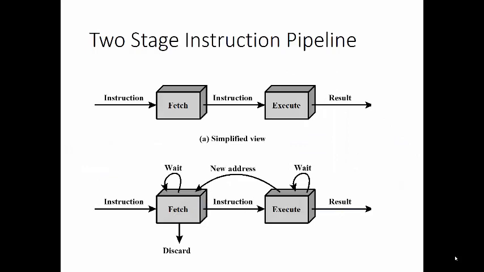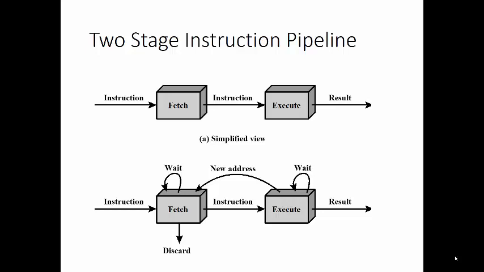So, as a simple approach, consider subdividing the instruction processing into two stages: 1, fetch, and 2, execute. There are times during the execution of an instruction when main memory is not being accessed. We could use this time to fetch the next instruction in parallel with the execution of the first. This is figure 14.9 and depicts this approach.